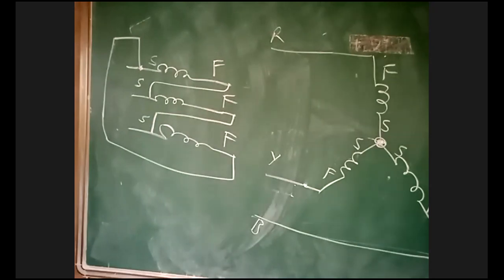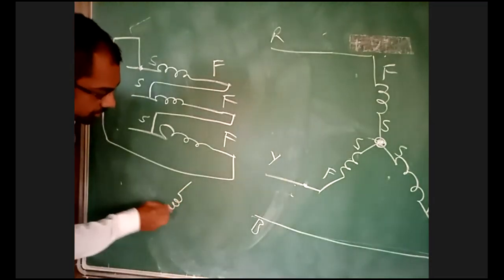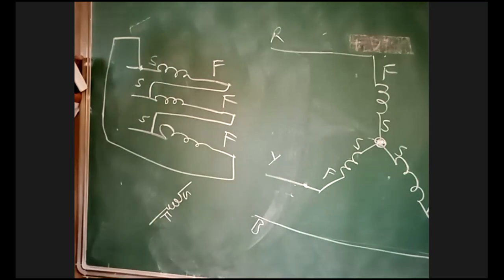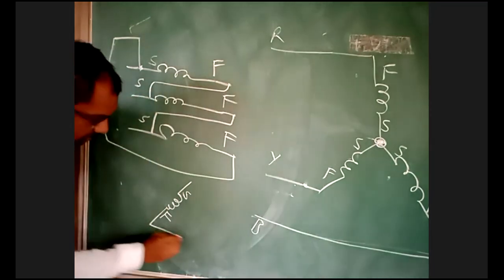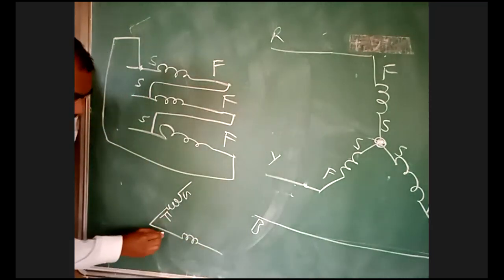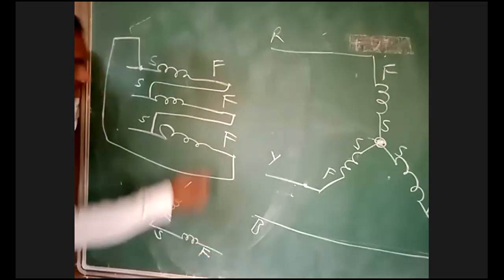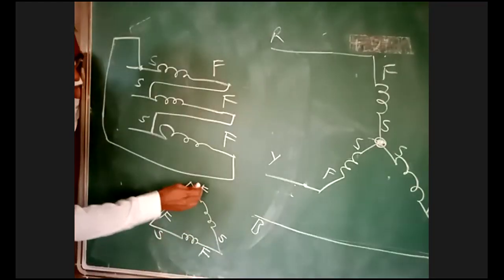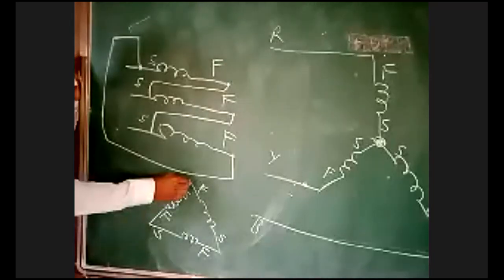Now see, I will draw the delta. I am taking three windings here. This is the first winding, starting, finishing. The finishing is connected to the starting of the second coil. The finishing of the second coil is connected to the starting of the third coil. Similarly, the finishing of the third coil is connected to the starting of the first coil.